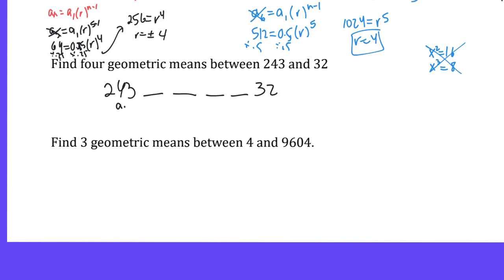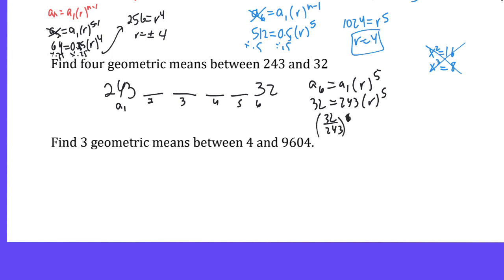Okay, so if this is a sub 1, this is term 2, 3, 4, 5, and 6. So a sub 6 is equal to a sub 1 times r to the 6 minus 1, or 5. And then we know that a sub 6 is 32. We know that a sub 1 is 243. We know the ratio is, don't know what that is. So divide by 243, so 32 over 243. And then we're going to take the 5th root of it. I lied here. Equals r to the 5. And we're going to get the answer to be 2/3.